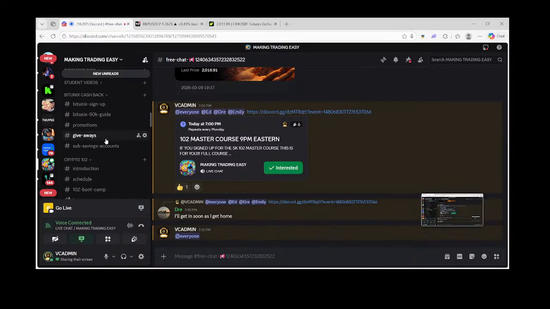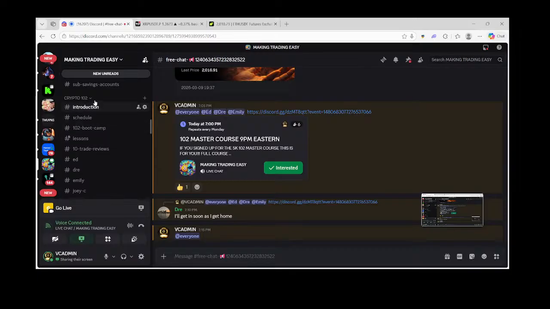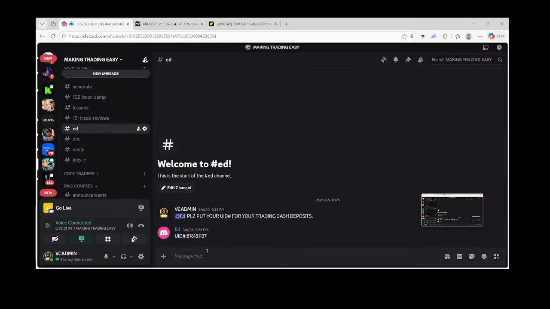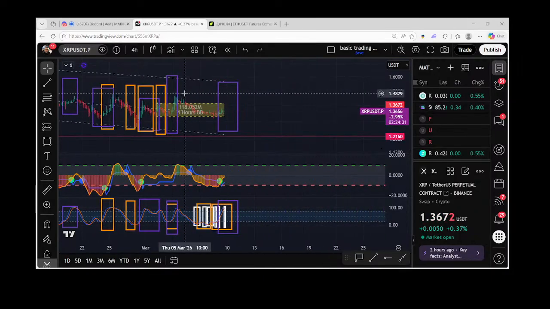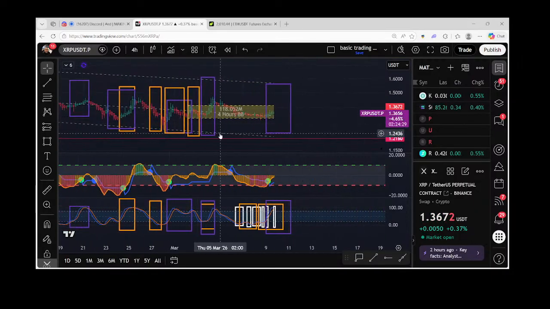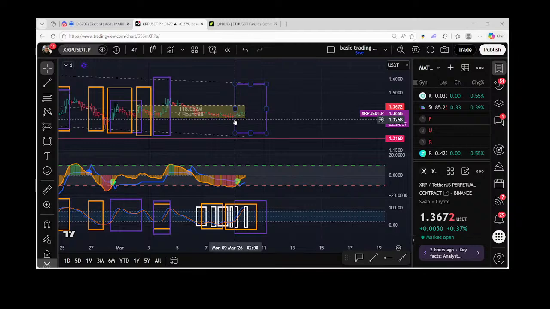Okay, so in here, you're going to see where you have Crypto 102, and as you go down, you're going to see Ed, Dre, Emily, Joey, and then the people as they join. When you see your spot and go inside there, this is where you're going to post your trade. For instance, on XRP, you'd see a current trade happening, which is what we have right here, the purple boxes going through its agenda.